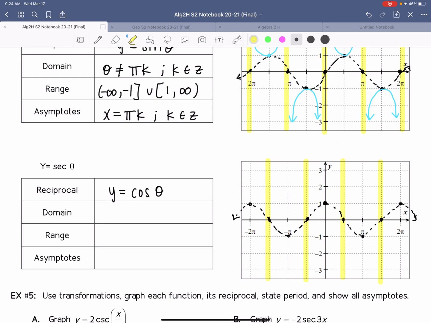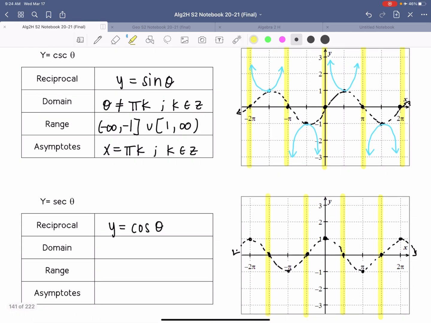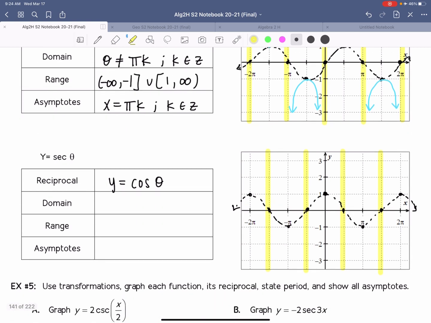Okay, let's talk about why it makes sense that there would be vertical asymptotes here. Because this is a reciprocal function, secant is really 1 over cosine. So if cosine is 0, 0 over 1 is 0. And if I were to flip it, I would get 1 over 0. Well, we can't have zeros in a denominator, so now it's undefined. And that's where these vertical asymptotes come from.